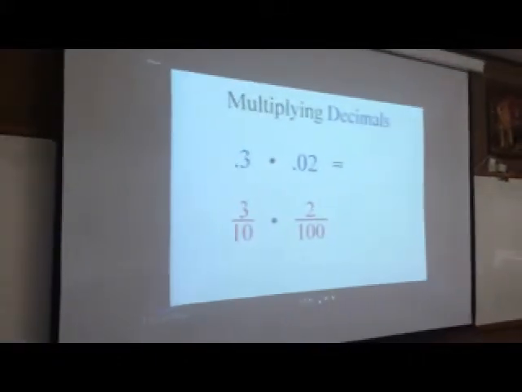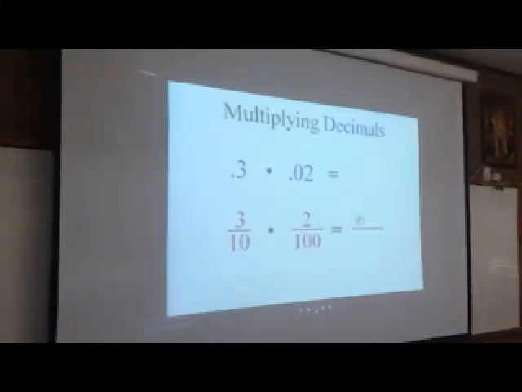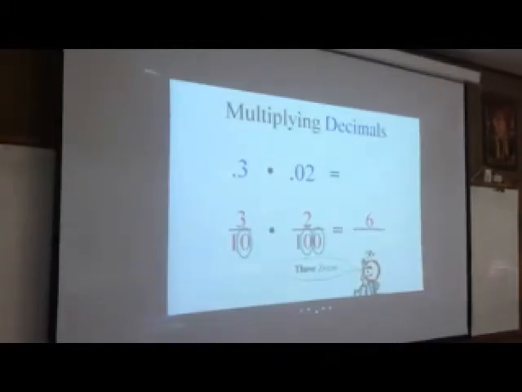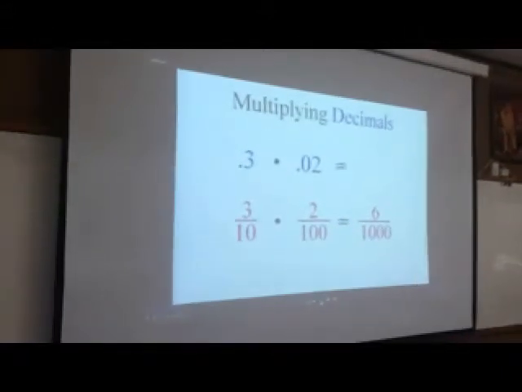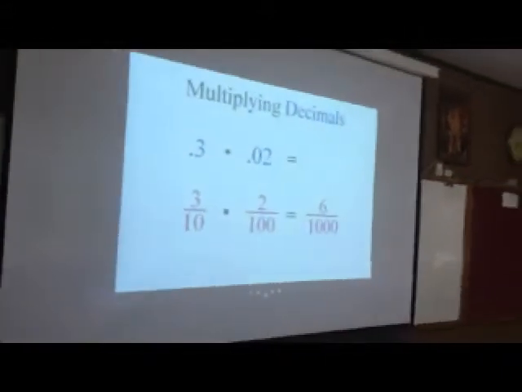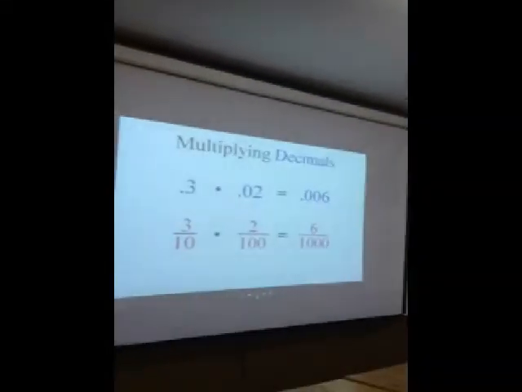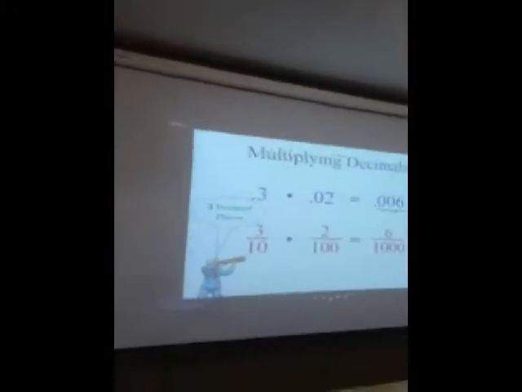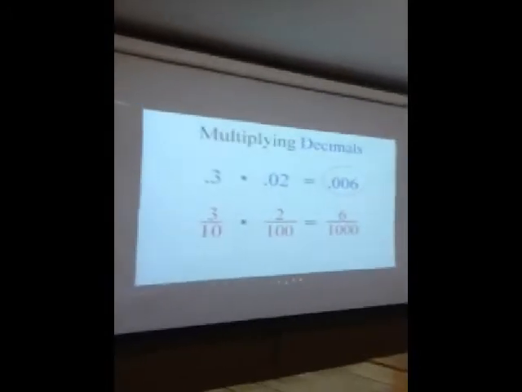Now we know how to multiply fractions. We multiply the tops, and we multiply the bottoms. Note once again, 3 zeros. The answer, non-reduced, mind you, would be 6/1000. That could be written as a decimal, 0.006. Once again, 3 decimal places. See a pattern?